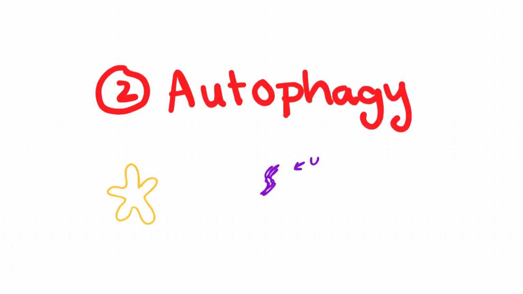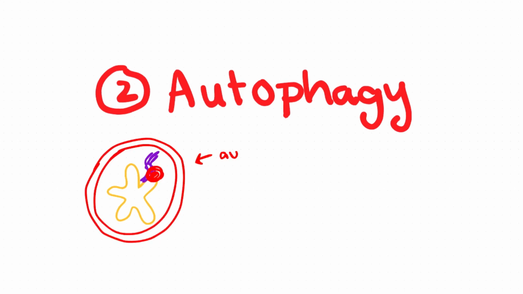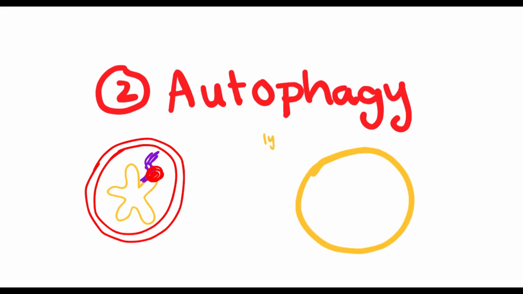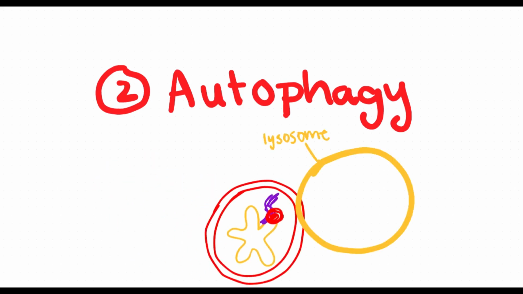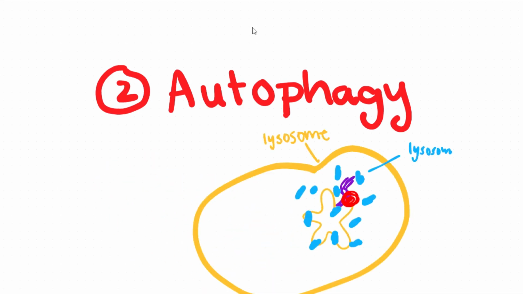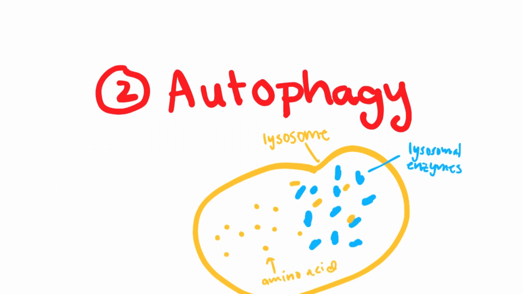Here, the misfolded protein is also tagged with ubiquitin as well as an autophagy adapter. It is then surrounded by an autophagosome, which is a vesicle with a double membrane. The autophagosome delivers the misfolded proteins to the lysosome, where they are broken down by the hydrolytic enzymes.